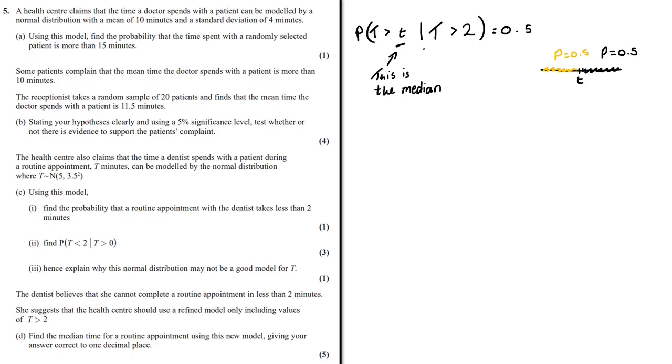And as I said, we are conditioning on t being greater than 2 because that's what the dentist said here. She believes she can't complete a routine appointment in less than 2 minutes, so we need to condition on that idea. So where do we begin with this? Well, this now essentially just boils down to a conditional probability question, using the normal distribution. But we can simplify this a little bit. Because the dentist believes it can't be completed in less than 2 minutes, it's got to be greater than 2 minutes.